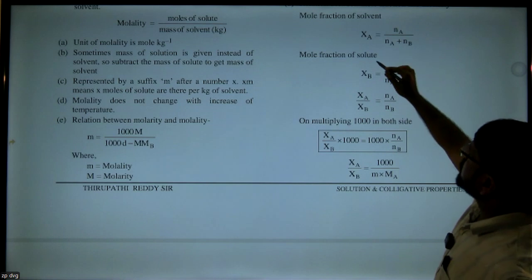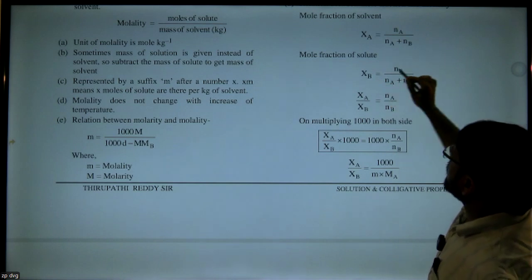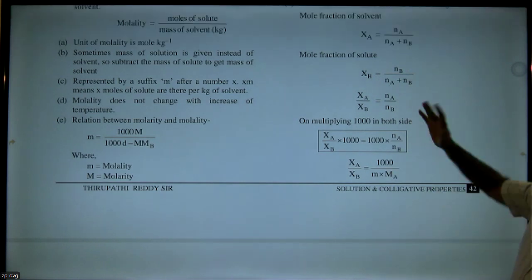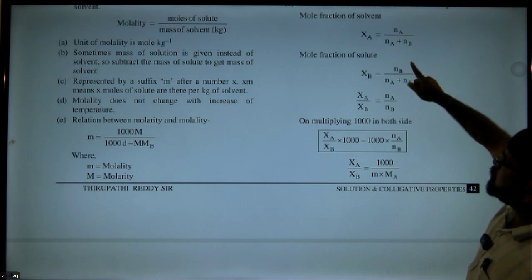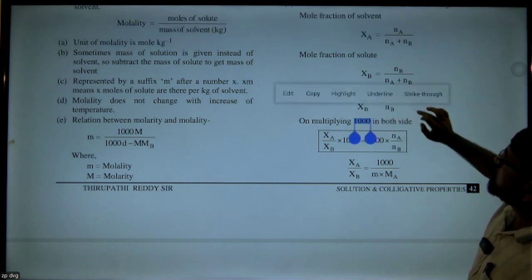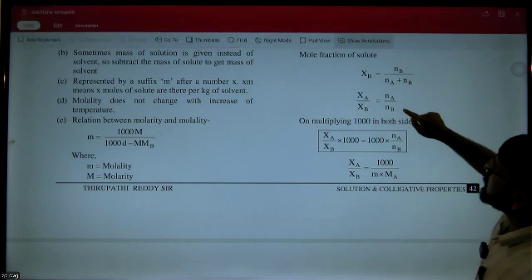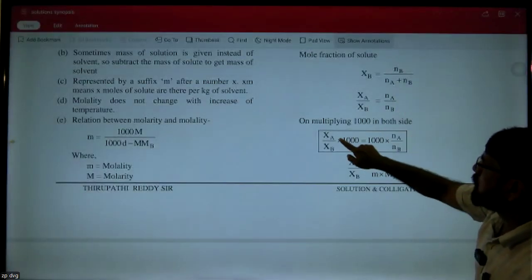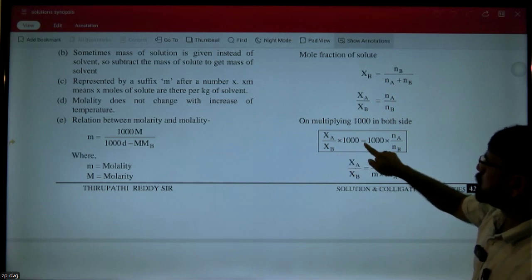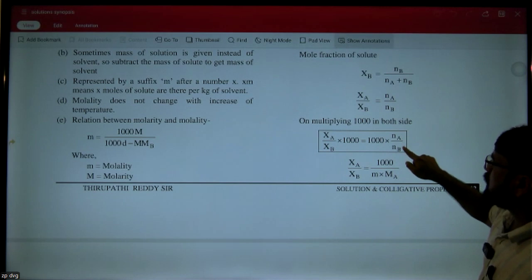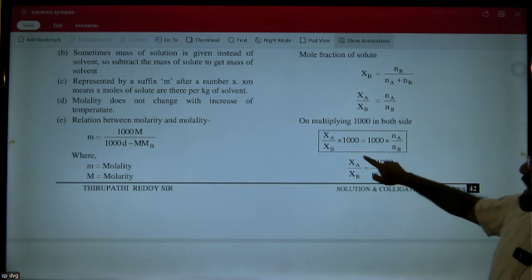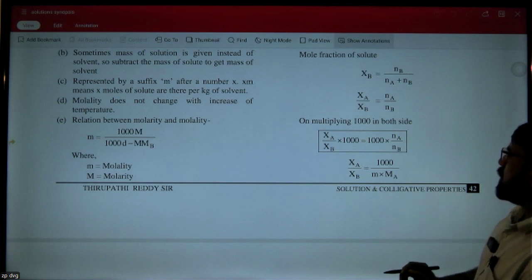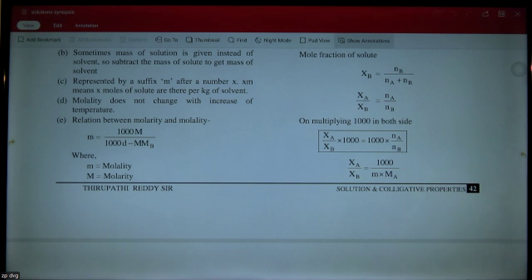So here, the mole fraction of the solute, if you want to get XA, is equal to Na by Na plus Nb. If we take the ratio of these two, XA by XB is equal to what will we get here? Na by Nb we will get. On multiplying by 1000 on both sides, XA by XB into 1000 is equal to 1000 into Na by Nb. XA by XB is equal to, here we can write one important point.